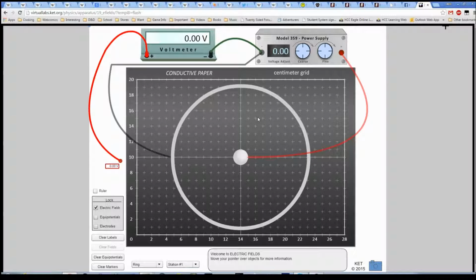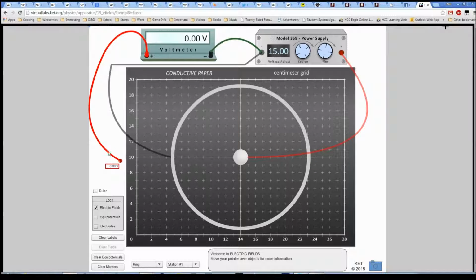Our lab equipment consists of this virtual lab simulation, wherein we have a central wire and a shield, and our electric field will emanate from the central wire out and terminate at the shield. For our experiment, we set our power supply to 15 volts. We get to 15 volts by turning first the big knob, and then the fine-tuning knob will get us right to 15.